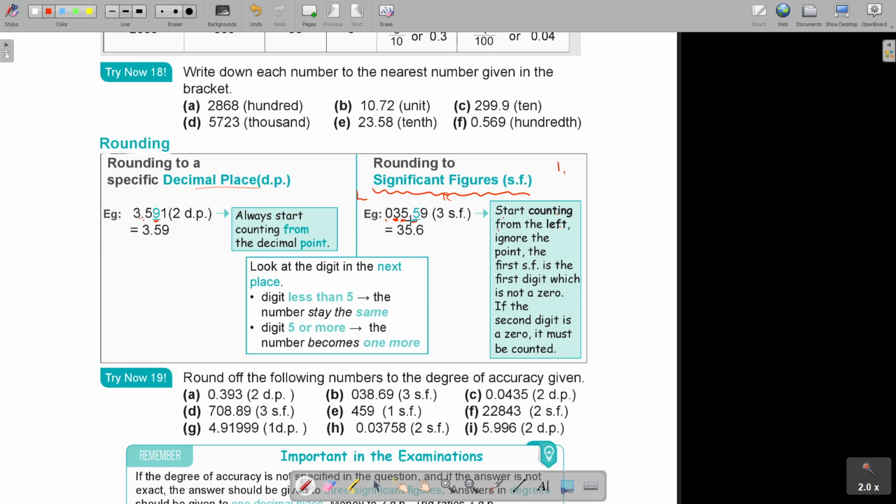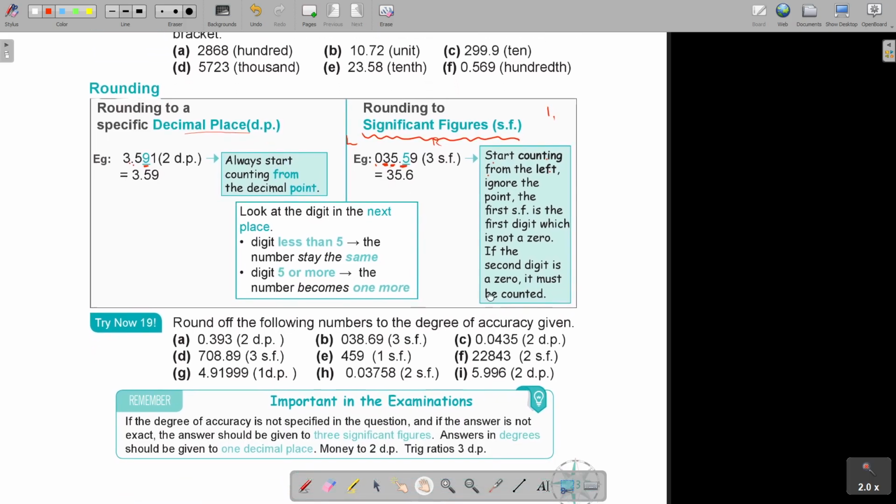Okay, so I just want to get my highlighter here. If I look at the next position, that's a 9. And this works the same as this. So that one becomes a 6. But I still write mine. So I say 35.6.